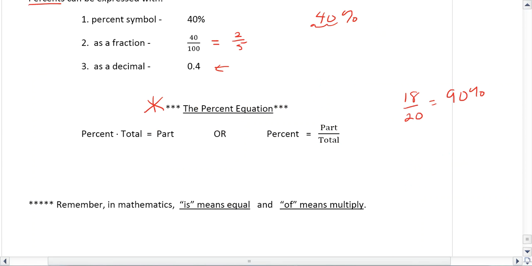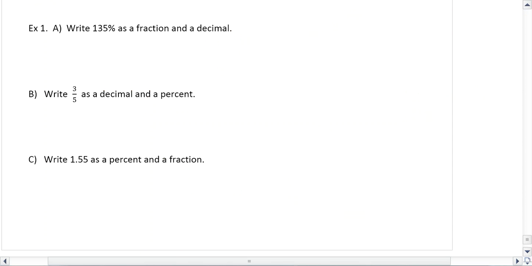When we're reading these percent problems, I wanted to remind you that the word is, when we're translating it from words into math, means equal, and the word of means that you are multiplying. Please memorize this, know this, because we're going to use it a lot. This first example is just converting between the different forms. It asks us to write 135% as a fraction.